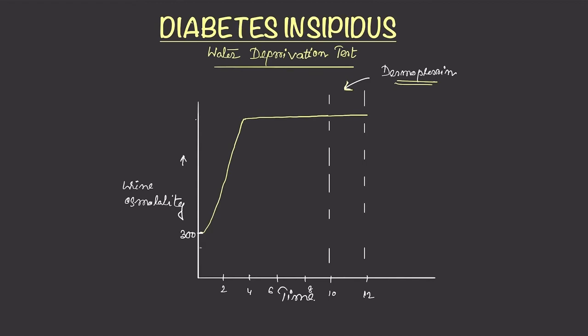Now if you look at the graph of a central diabetes insipidus patient, even when we don't give water, the patient will excrete an increased amount of hypoosmolar urine. But when we give desmopressin, it will cause an increase in the urine osmolality, as desmopressin will now act over the renal tubular cells to cause increased water reabsorption.